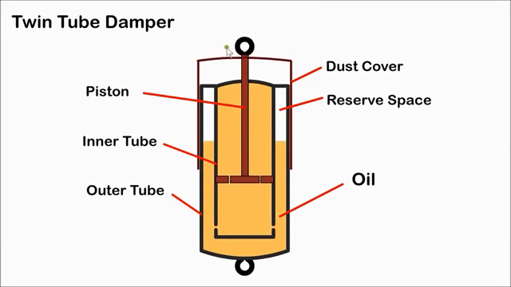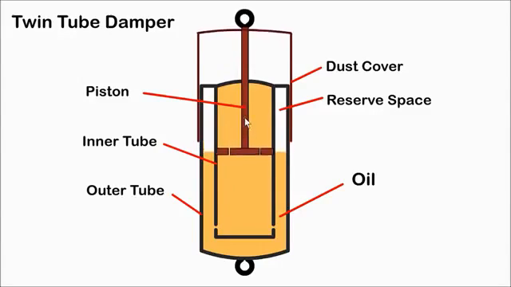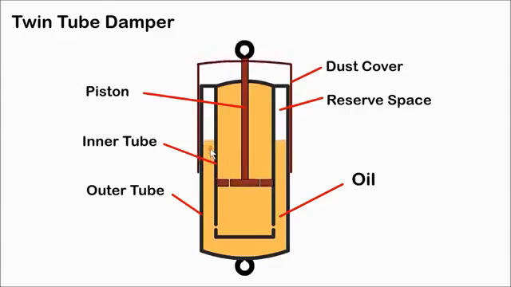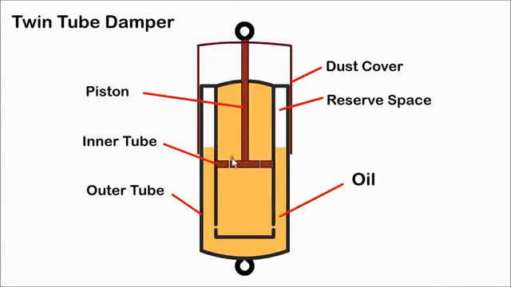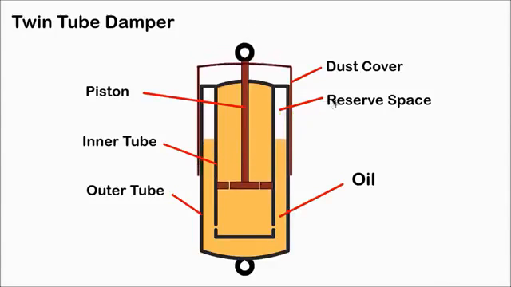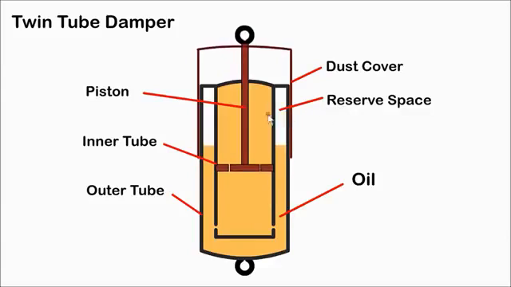A twin-tube damper has an inner and outer tube. The piston moves in the inner tube and hydraulic fluid is displaced to the outer tube. The restricted flow through the orifice slows down and controls the movement of the piston. Compressed air or nitrogen allows for the additional volume taken by the piston rod as it enters the cylinder.